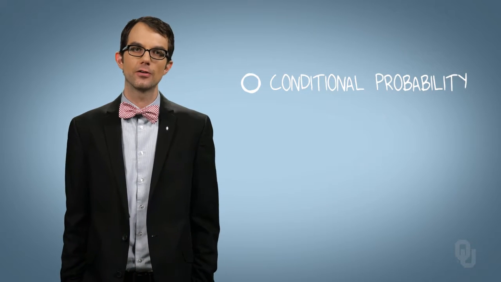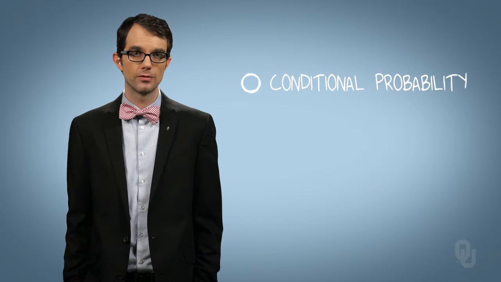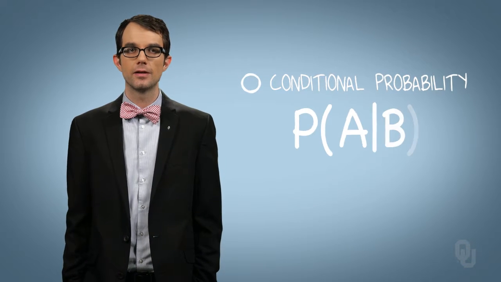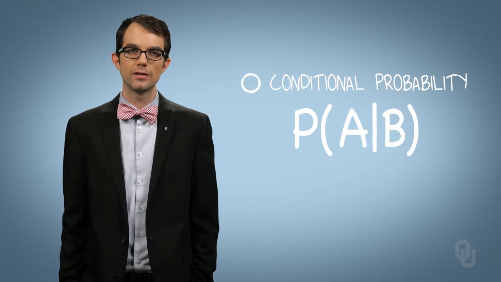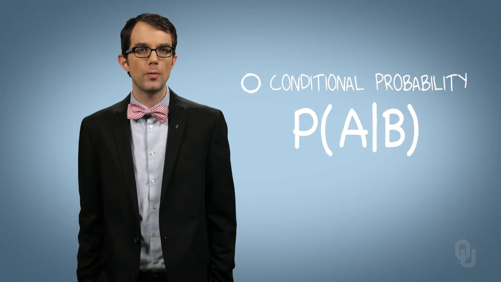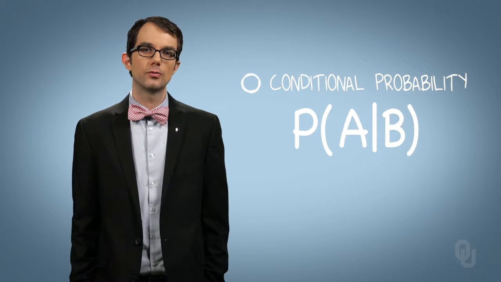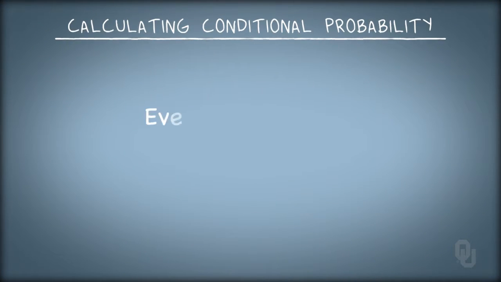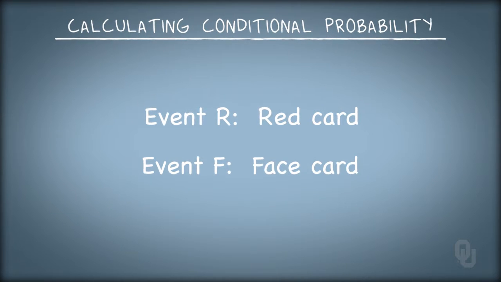Recall that a conditional probability is the probability that an event occurs given that another occurs. For events A and B, the probability of A given B is the probability that A occurs given that B occurred. The way we calculate this conditional probability is with the use of the intersection of A and B. Let's motivate this with event R defined as the random card drawn is a red card, and event F as the random card is a face card.